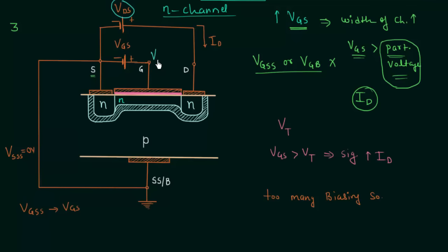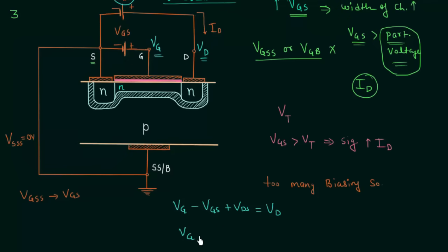Potential at this point is equal to VG. Potential at this point is equal to VD. I will start from VG, follow this path and end at VD. Let's start VG, then we have minus VGS, then we have plus VDS, equal to VD, or we can write VG minus VD equal to VGS minus VDS. VG minus VD is the potential difference VGD. So in this way we have the potential difference VGD, which is equal to VGS minus VDS.